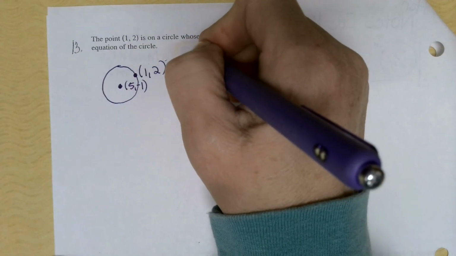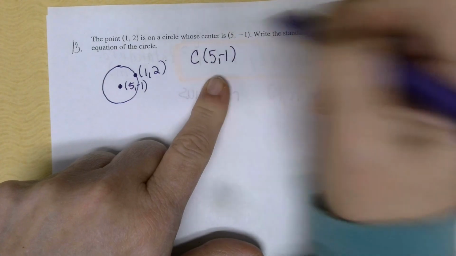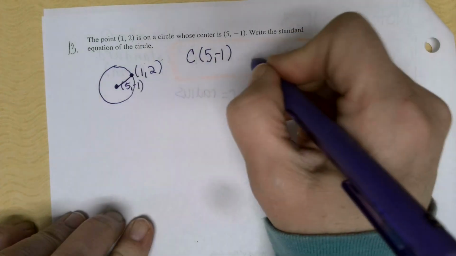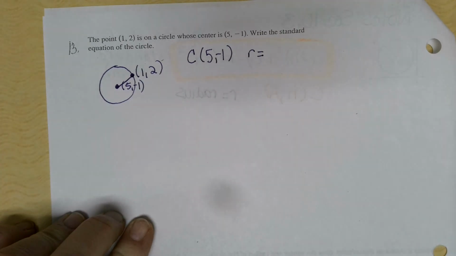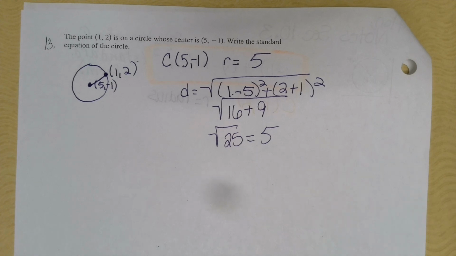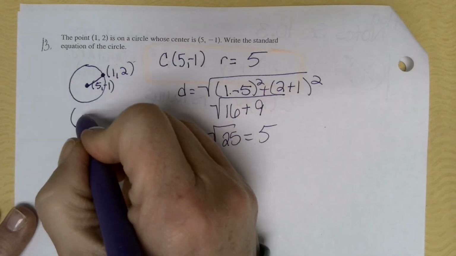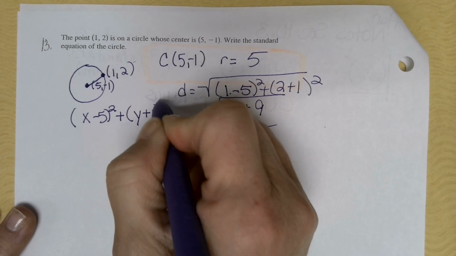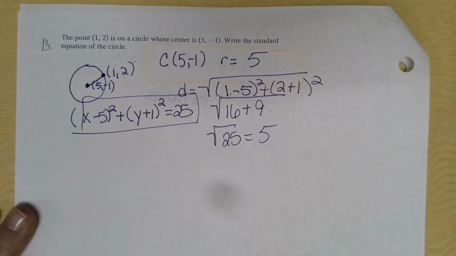Okay, well, in order to write the equation of a circle, I have to have the center, which I am given, and I have to have a radius. Well, we're going to use the distance formula to find the radius. Would you please find the radius for this circle using the distance formula? All right, you should have got that the radius equals 5. And so then to write the equation of the circle, using my center and my radius, (x - 5)² + (y + 1)² = 25. All right, you should have no trouble with that by now.